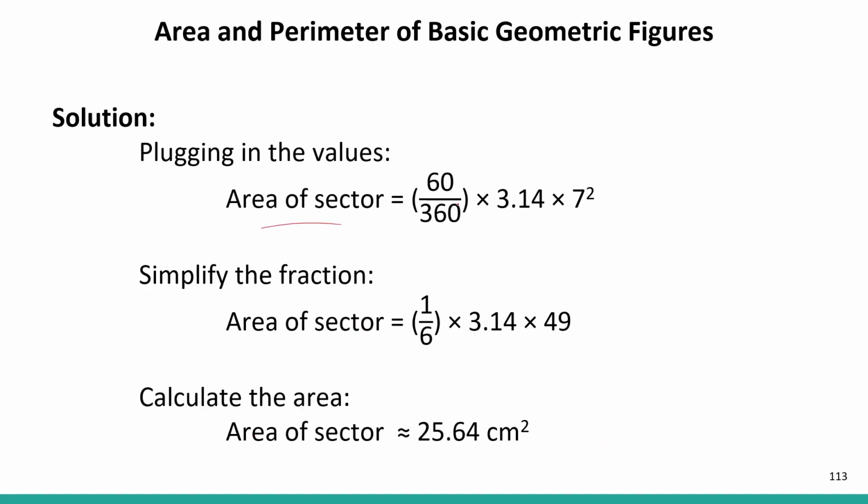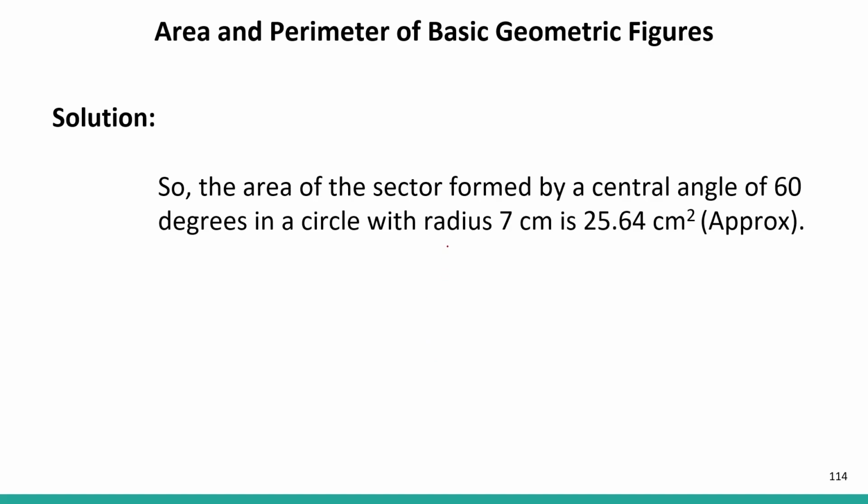Okay, so area of the sector will be equal to 60 by 360 into 3.14 into 7 square. Simplifying the fraction, what we are left with is 1 by 6 into 3.14 into 49. So area of the sector will be 25.64 centimeter square. So the area of the sector formed by a central angle of 60 degree in a circle with radius 7 centimeter is 25.64 centimeter square approximately.